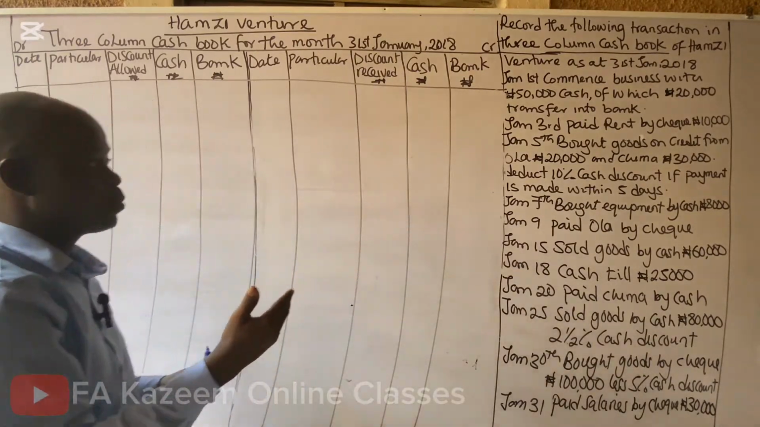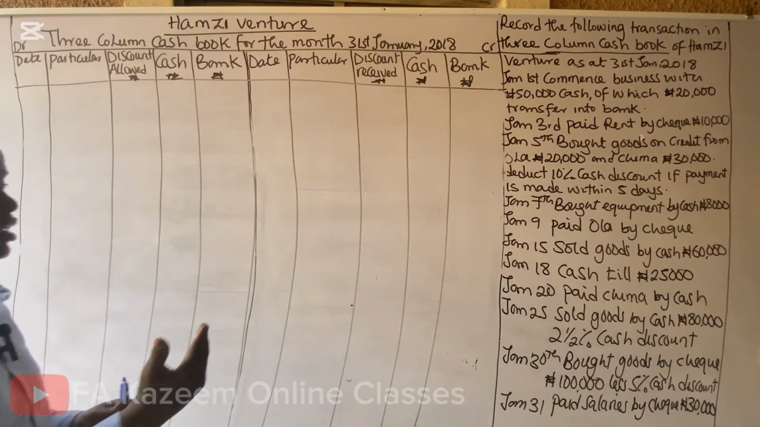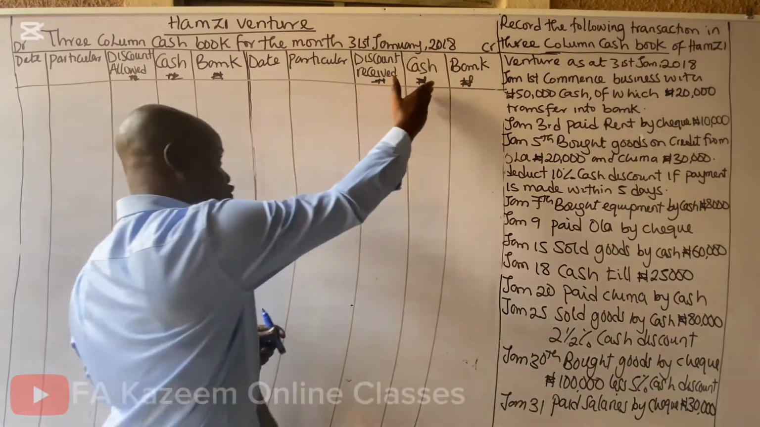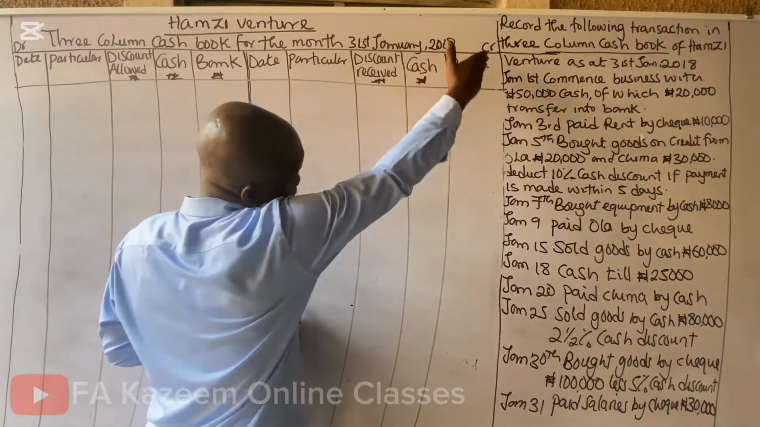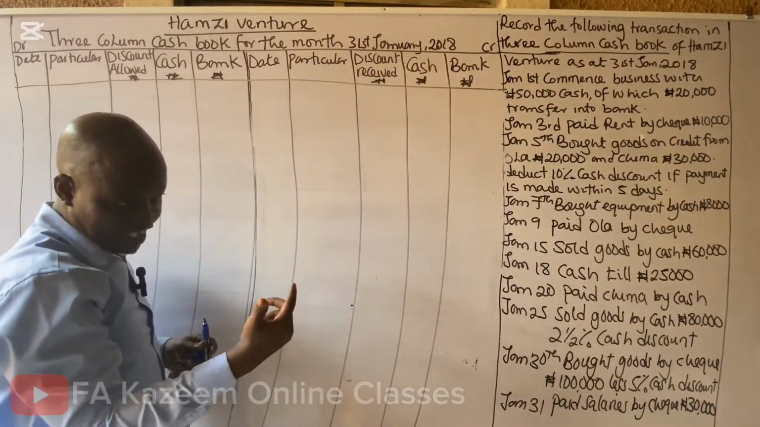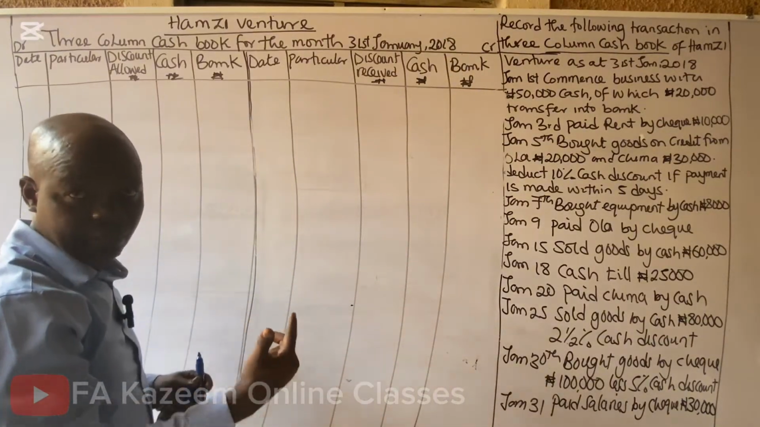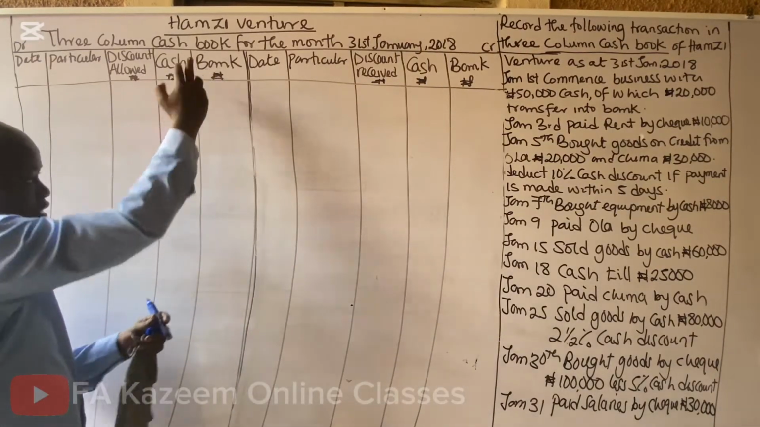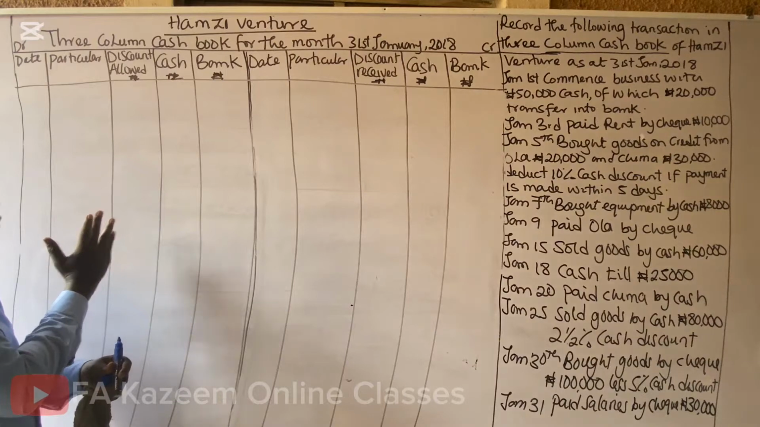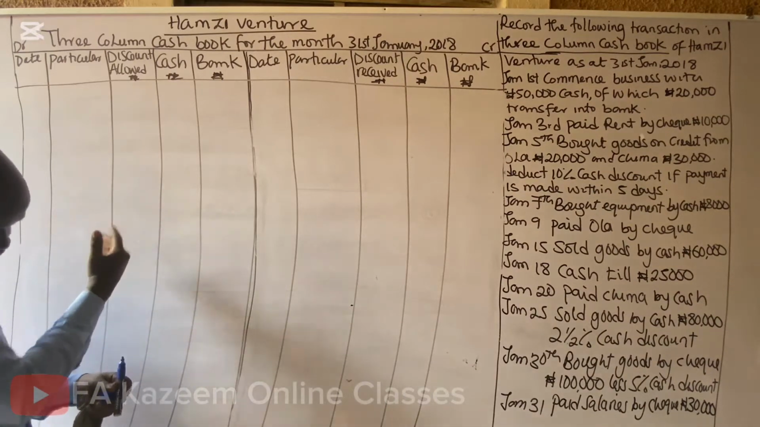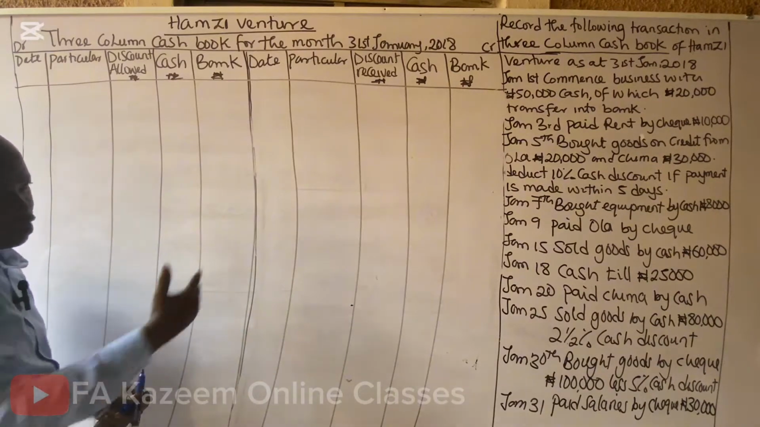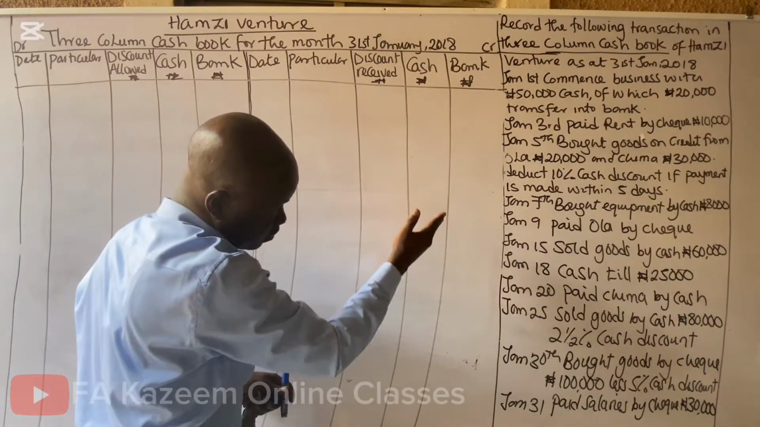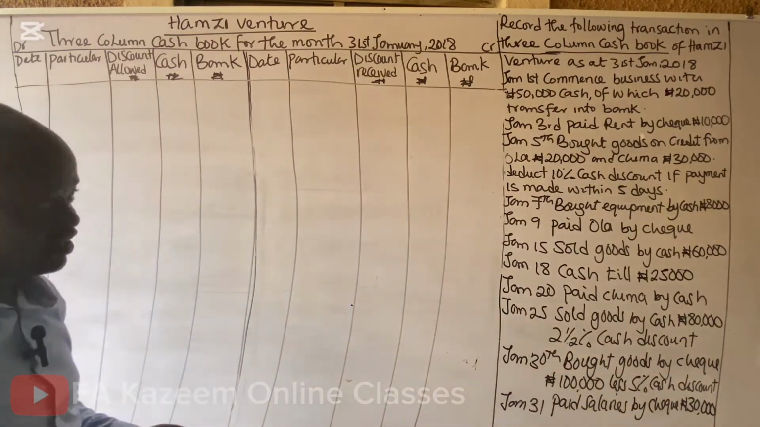What does this mean? Anytime you are making payment, the payment of either through cash or bank is posted to the credit side. Anytime you have an inflow of money, either through cash or through bank, you post it on the debit side. The debit side is for receipt, inflow of money. The credit side is for payment, outflow of money. Let's start the posting.